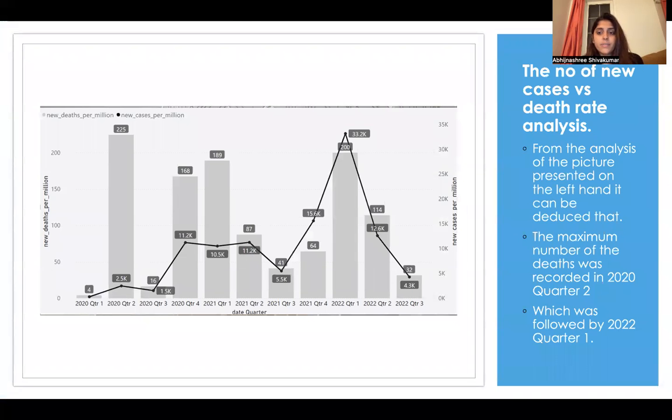From the diagram given below, we can see in the picture on the left-hand side that the maximum number of deaths was recorded in 2020 Q2, which is very reasonable because this was the year when the pandemic was at its peak and it was very new to us, and we did not have any measures of how to tackle this. So this was when there were the most peak cases.